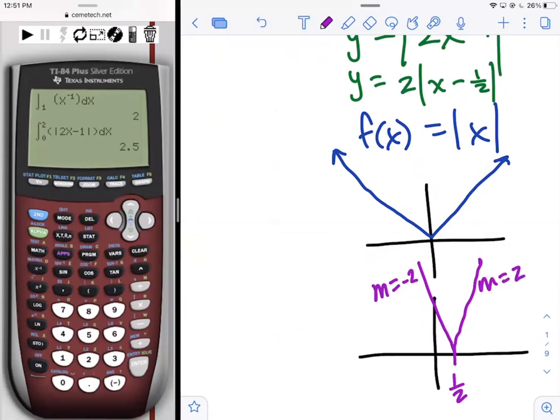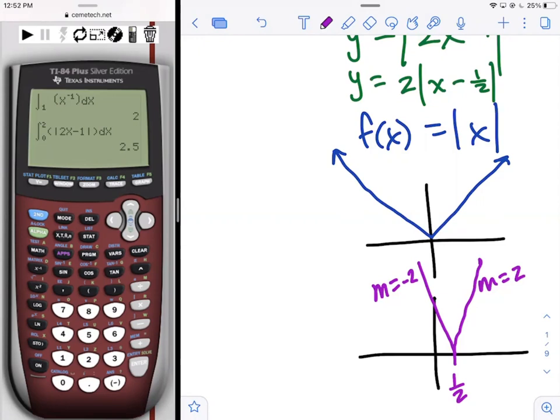So just a quick review. What would be the derivative at 3? 2. What would be the derivative at 0? -2. What would be the derivative at -5? -2. Right. What would be the derivative at 1? 2. What would be the derivative at 1/2? Undefined, DNE, right? So remember, because it's made up of two lines, the slope, which is the derivative, is the same. So anywhere to the left of a half, the derivative is -2. Anywhere to the right of a half, the derivative is 2. And at 1/2, the derivative is DNE.